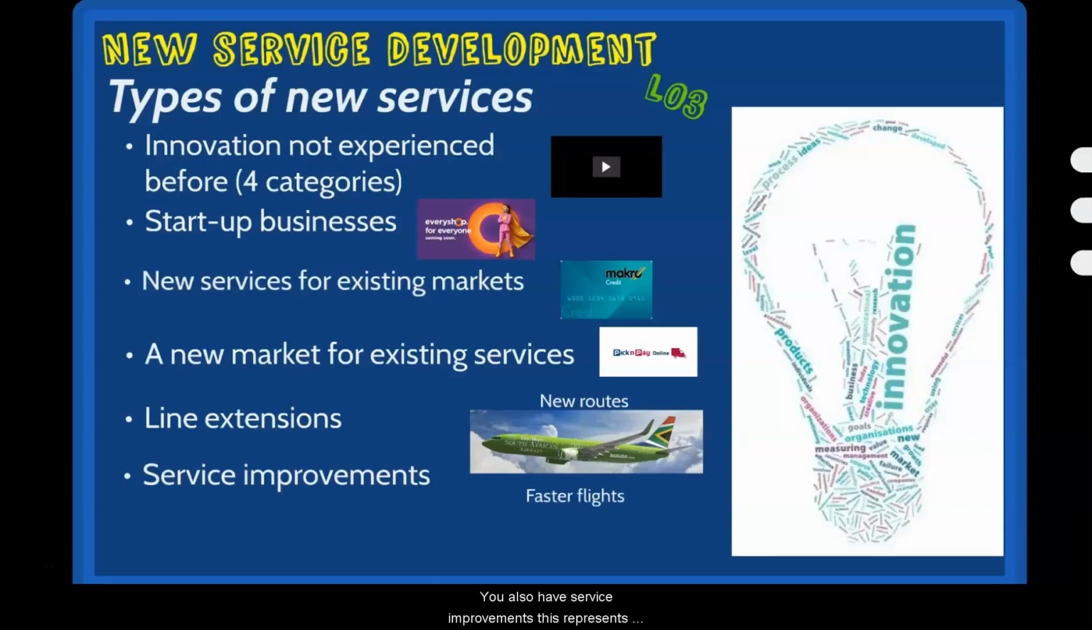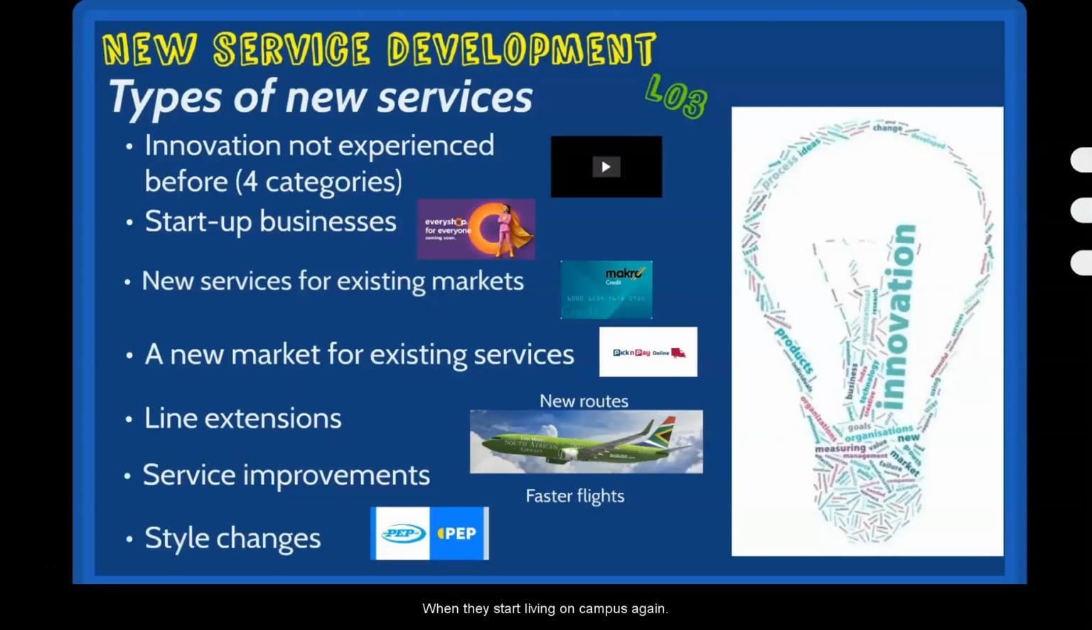Then we also have service improvements. This represents changes in the features or attributes of services that are already on offer. For example, the SS can stay open 24/7 for students that live on campus when they start living on campus again. Lastly, style changes. This also happened in 2020, where PEP changed their corporate logo from the left to the right to appeal or to keep up to date with the new consumers. But then style changes may also be rated as the most modest service changes, but are often highly visible and may have significant effects on customer perceptions, emotions, and attitudes.